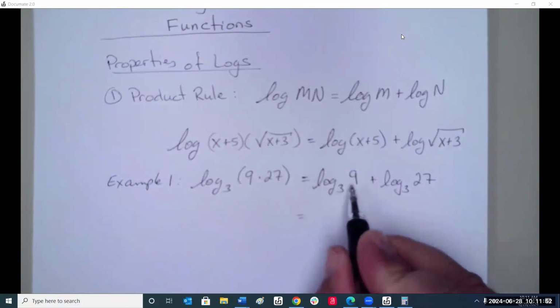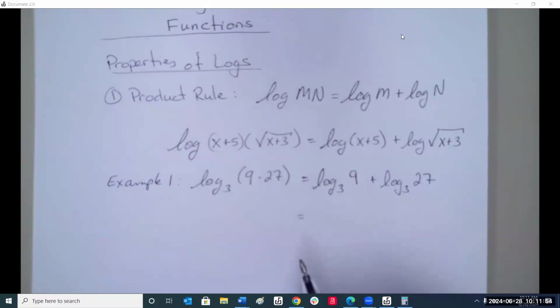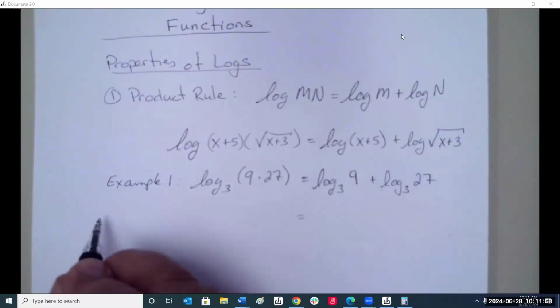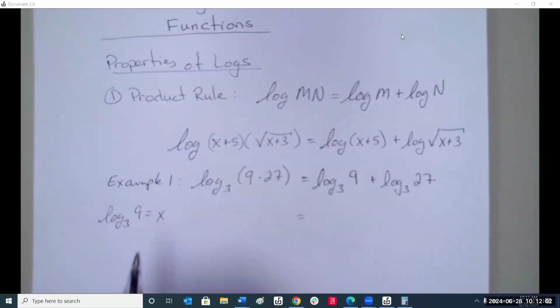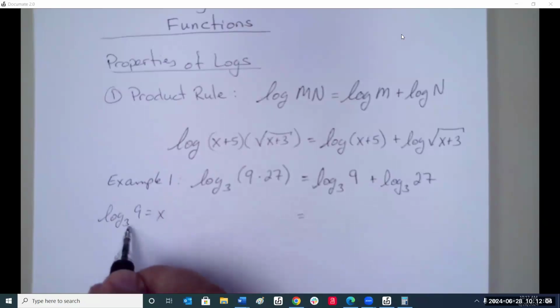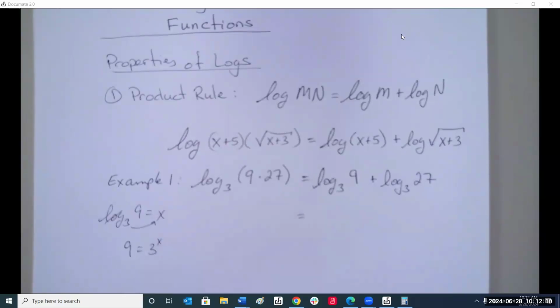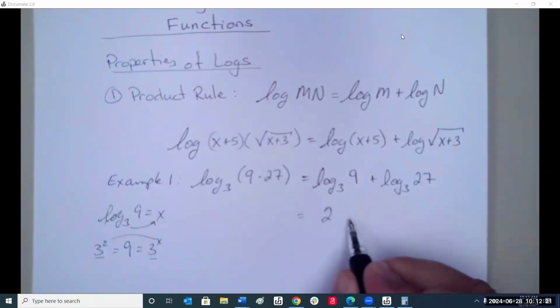Do we know what the log base 3 of 9 is? 2, because log base 3 of 9 is equal to some number. So we push it up. So 9 is equal to 3 to the power x. We know 9 is 3 squared. Since the bases are the same, then this has to be 2.